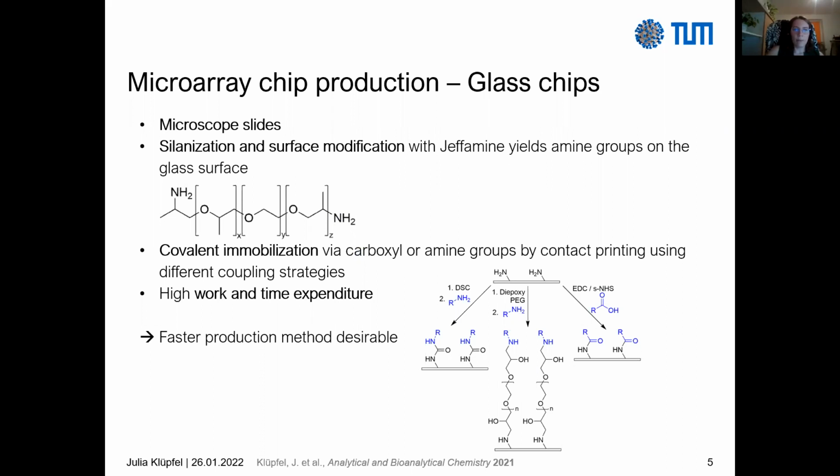And we bring the protein onto the chip by contact printing, which is basically very simple. It's a needle that transfers protein onto the chip. The drawback of these glass chips is that there's a very high work and time expenditure in producing them. So it takes 66 hours or 4 working days to produce one batch of chips. And therefore we were looking for faster production methods.